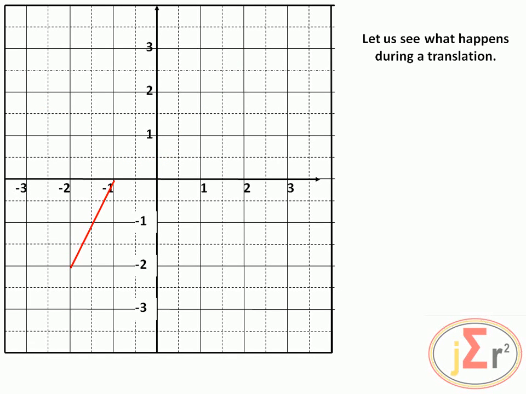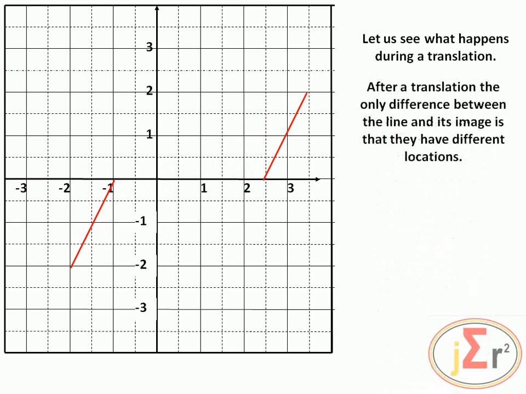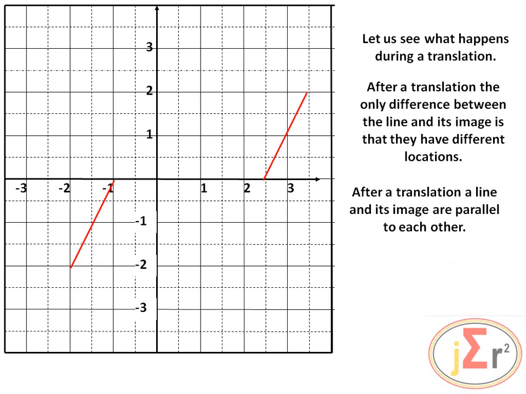Let us see what happens during a translation. So there we have a translation. After translation, the only difference between the line and its image is that they have different locations. They are parallel, they are the same length, they have not twisted, they have not turned. They are the same. And that is not true for the setup that we had, that we were required to identify the transformation associated with it. After a translation, a line and its image are parallel to each other.